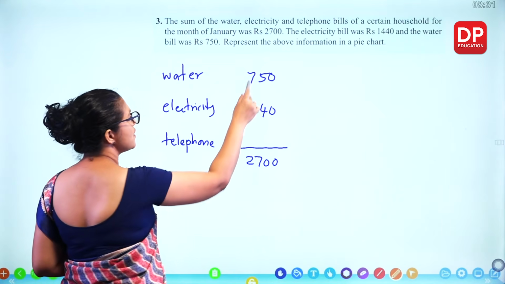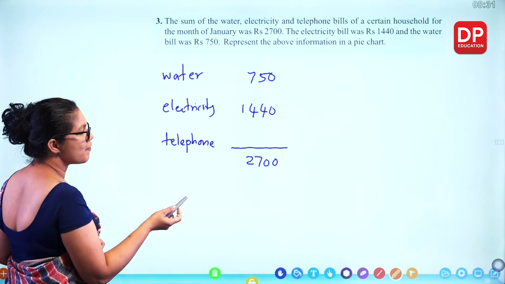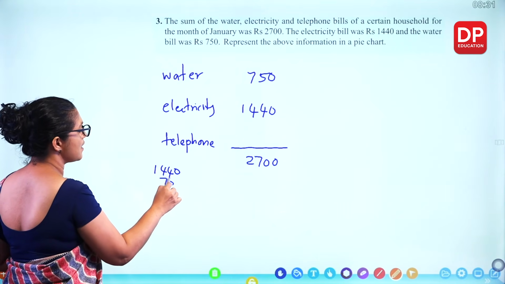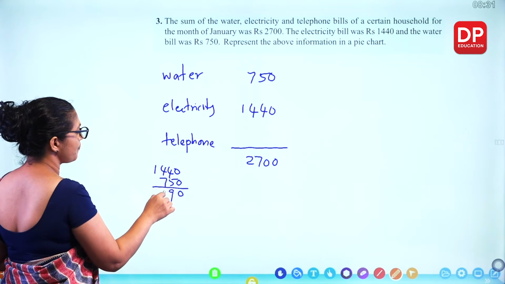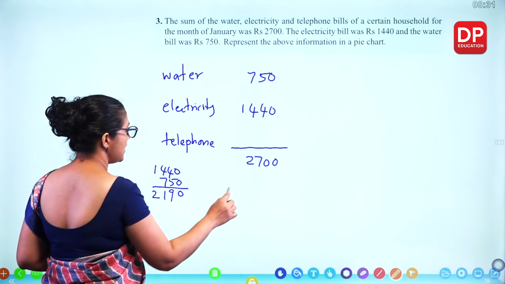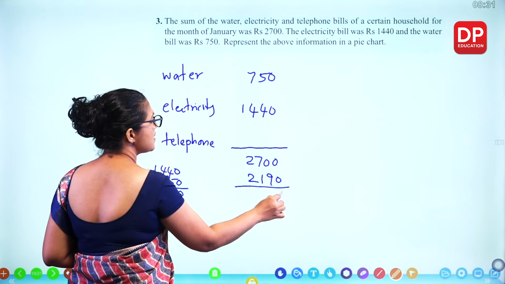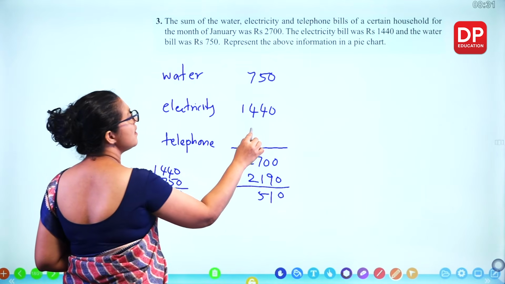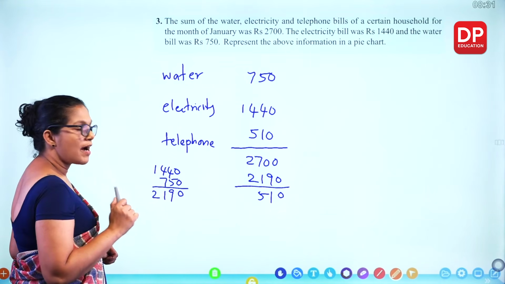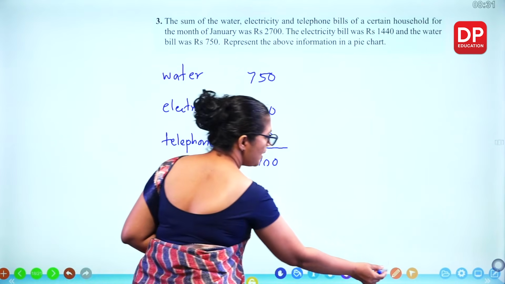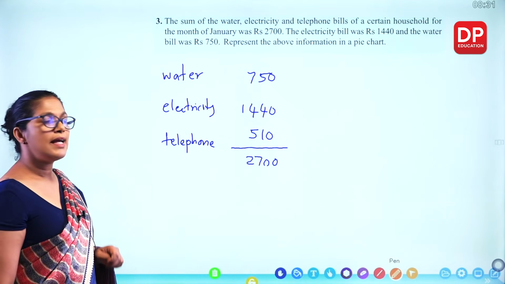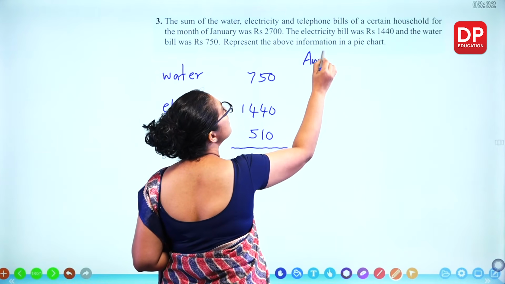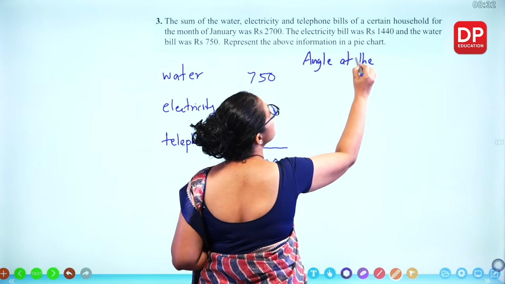So how can we find out? First add these two together and subtract from 2,700. So 1,440 plus 750, you get 2,190. Subtract from this, you get 510. So here we can write down this is 510. Now we'll try to find out the angle at the center for each sector.